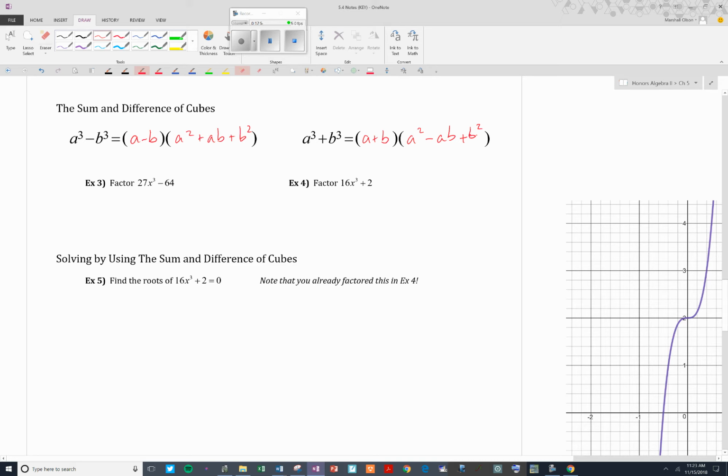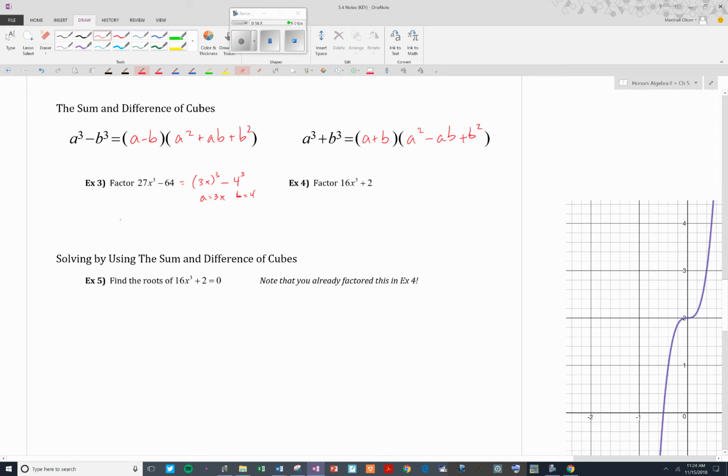All right, so first thing you want to do is look for a GCF. I don't see a GCF there. 9, 3, they don't go into 64. So these are both in cube. They're both things that are cubed. This could be considered to be 3x cubed, and the next one could be considered to be 4 cubed. So a is 3x, and b is 4. You don't have to worry about that negative there. That's going to be part of the pattern that we write out.